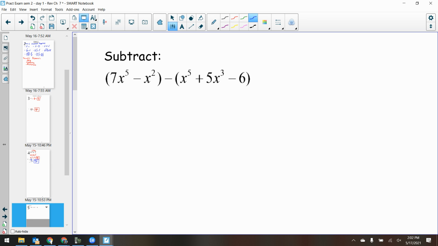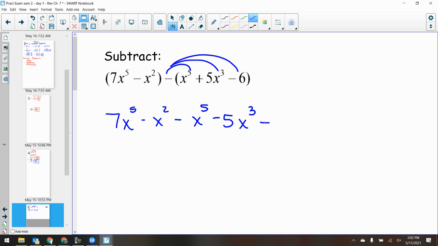Now we're getting into the second half of chapter 7, where there's the add, subtract, multiply polynomials. So this is adding, and again, adding is just combining like terms. Subtracting, what do I do with that negative? Right, I distribute the negative. I distribute that negative in, and then I just combine like terms. So I've got 7x to the 5th minus x squared. Again, that first polynomial doesn't change at all. But then this turns into negative x to the 5th minus 5x to the 3rd plus 6.